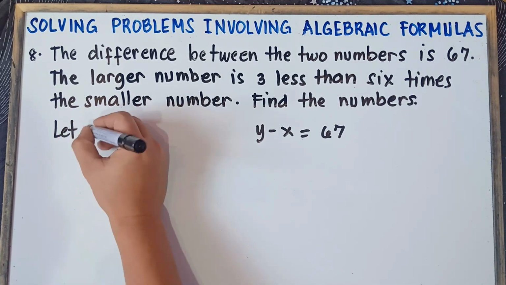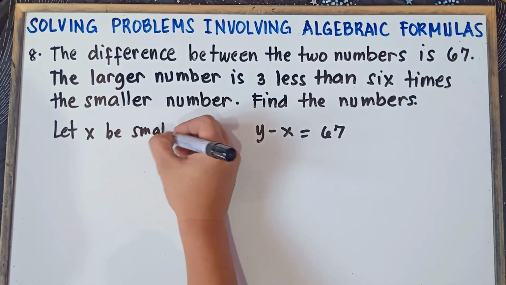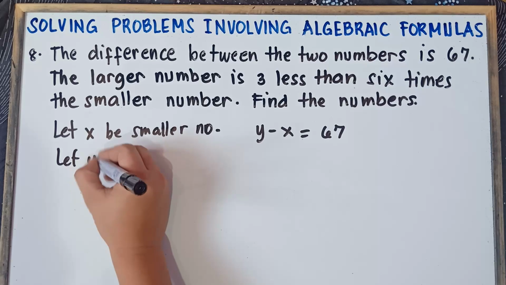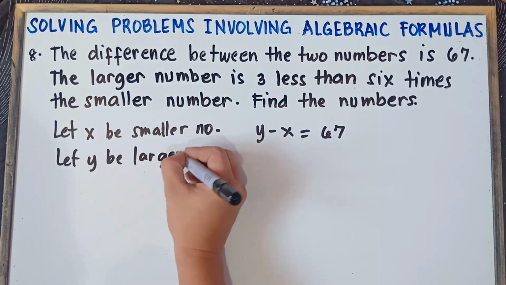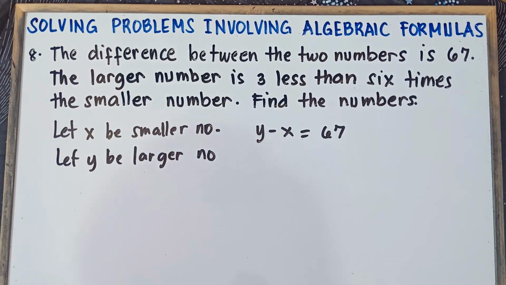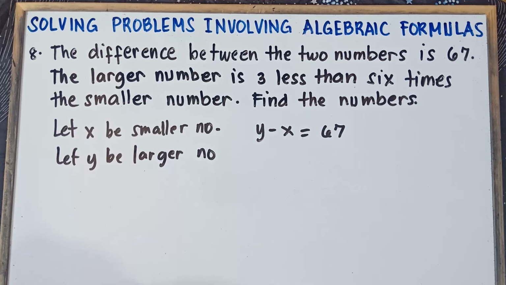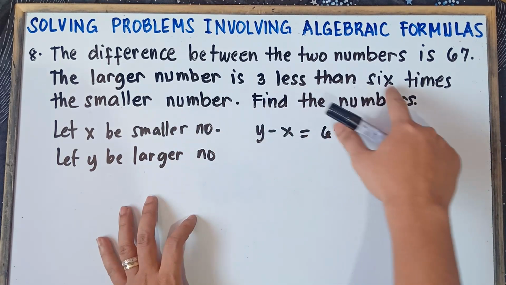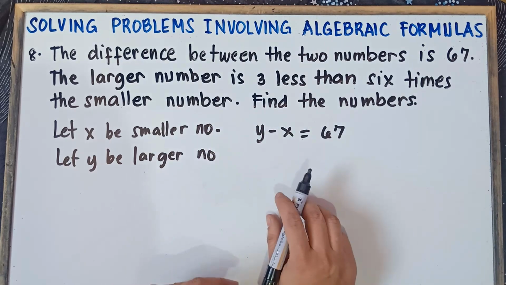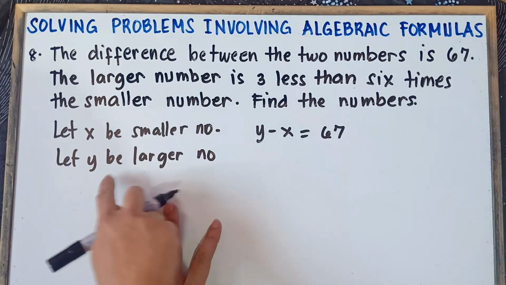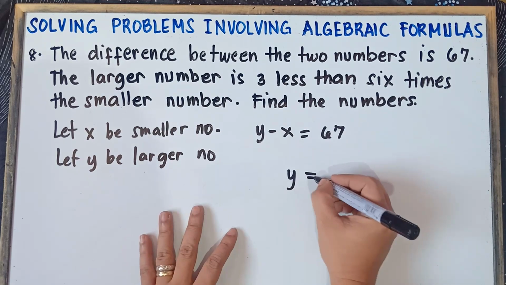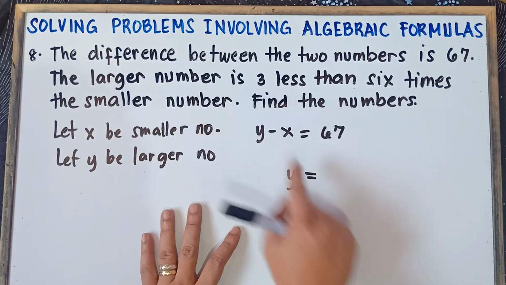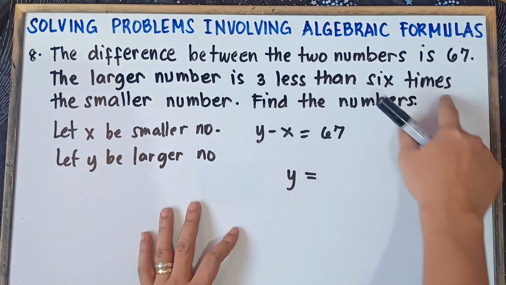So let x be the smaller number and then we let y be the larger number. So x will be the smaller number and then y will be the larger number. Now in the second statement, class, it says right there that the larger number is 3 less than 6 times the smaller number. Now how will you write this one, class? Once again, the larger number, let y be the larger number. So y is equal to 3 less than 6 times the smaller number.